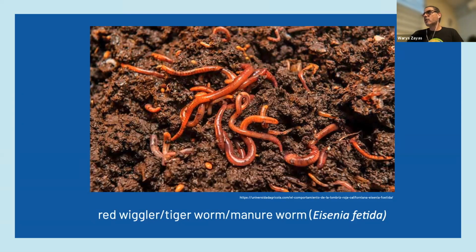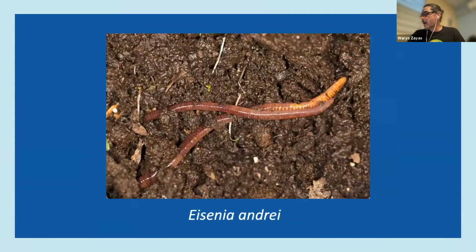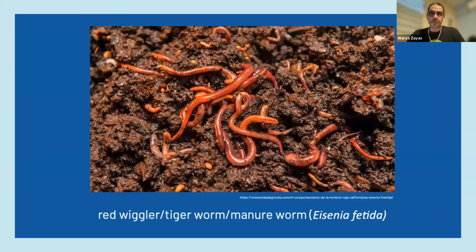It's the most widely used worm to produce vermicompost, not by accident, but because of the effectiveness this guy has processing organic matter, right? There are two species of this worm. The other one is Eisenia andrei. Eisenia andrei and Eisenia fetida are commonly named the same. All people call them red wiggler or tiger worm.